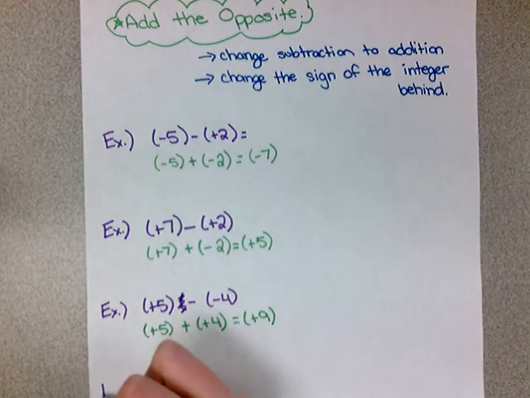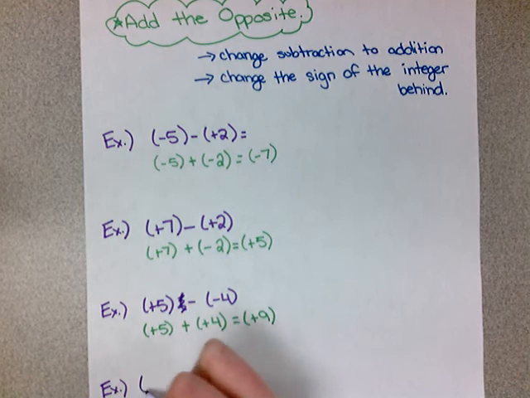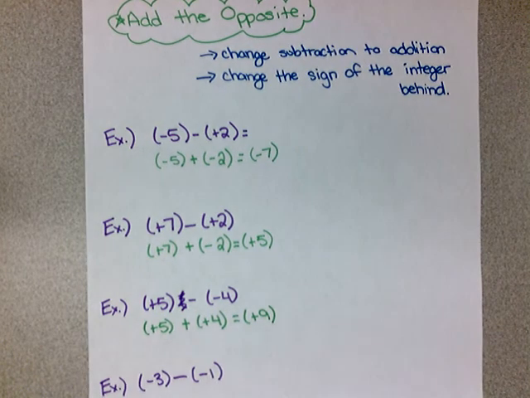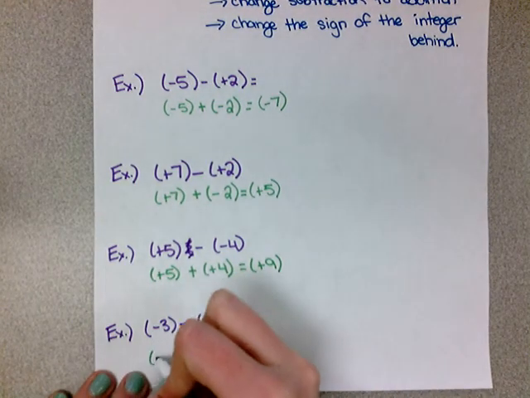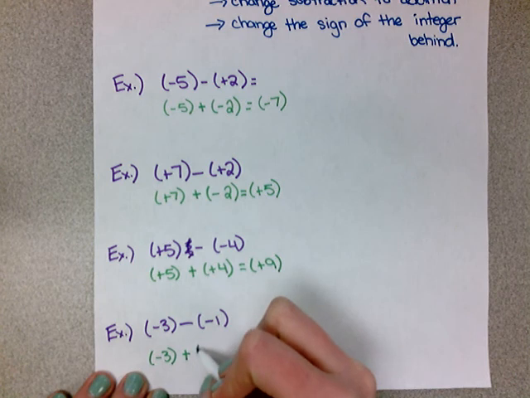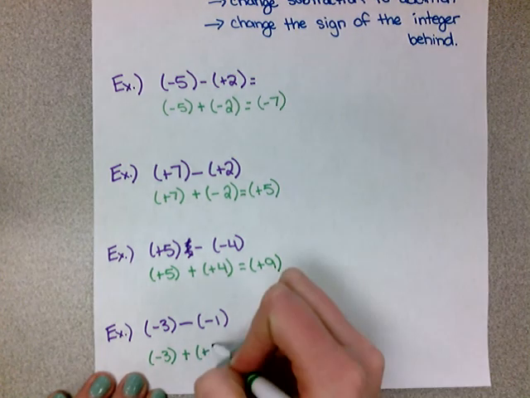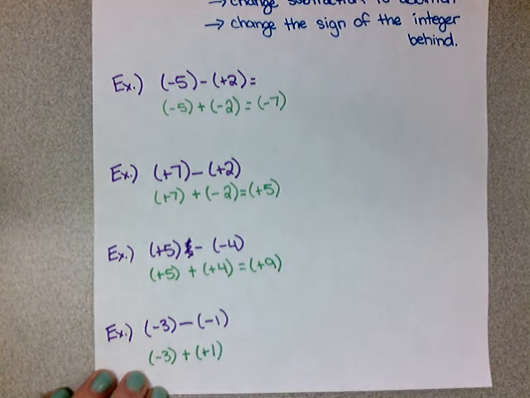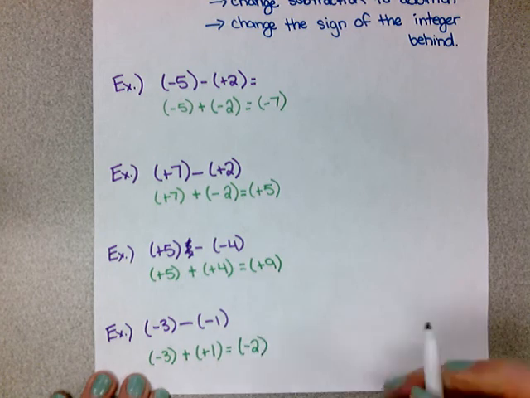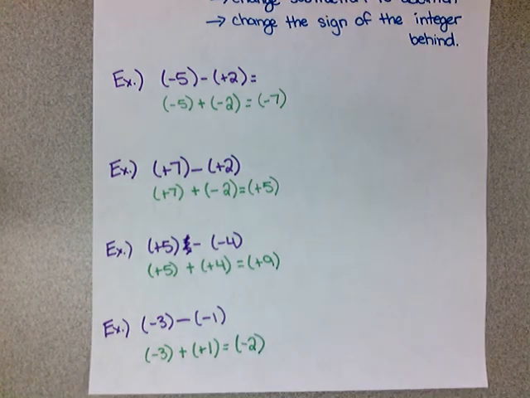And last one, -3 minus -1. -3 is going to stay the same. Change the subtraction to addition, change the sign. That negative is going to become a positive. The 1 stays the same. So we have -3 plus +1, and that's going to give us -2, because that number would be getting larger. And of course, -2 is larger, has more value than -3.